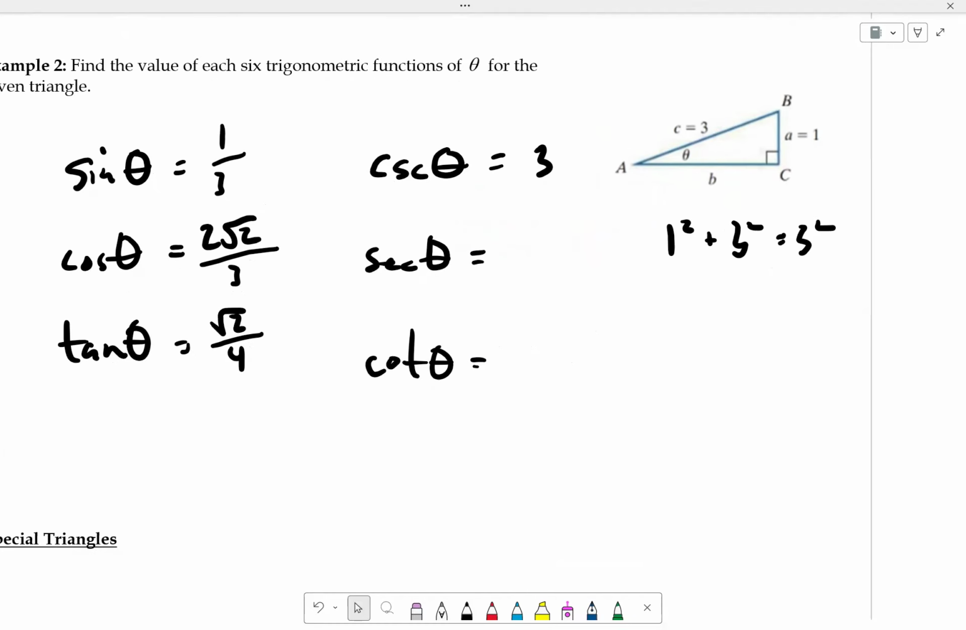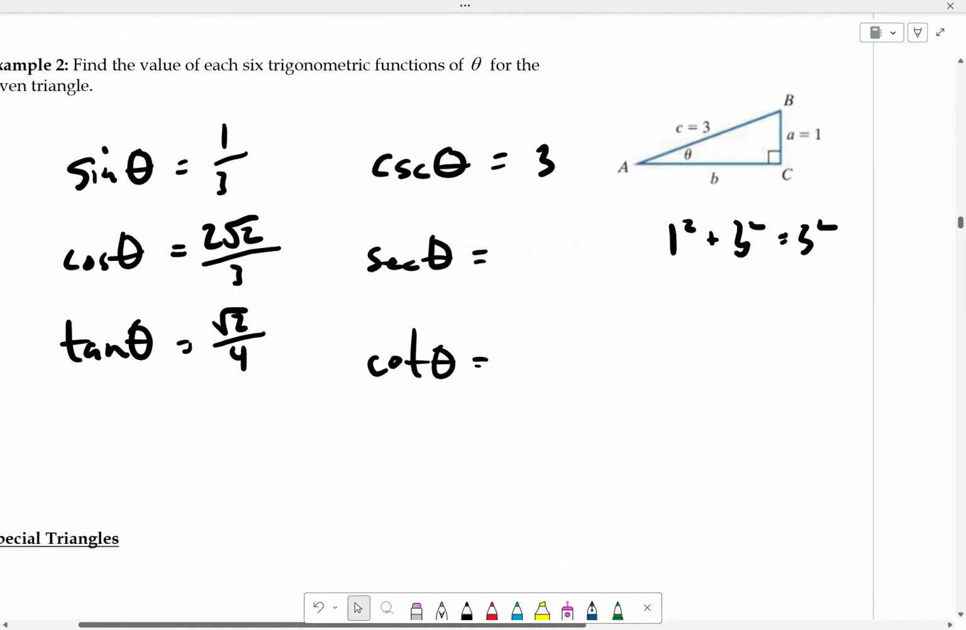Secant of theta. Mia, could you tell us what you got for secant theta? 3 root 2 over 4. Okay, and let's finish it up. And cotangent of theta? 2 root 2.